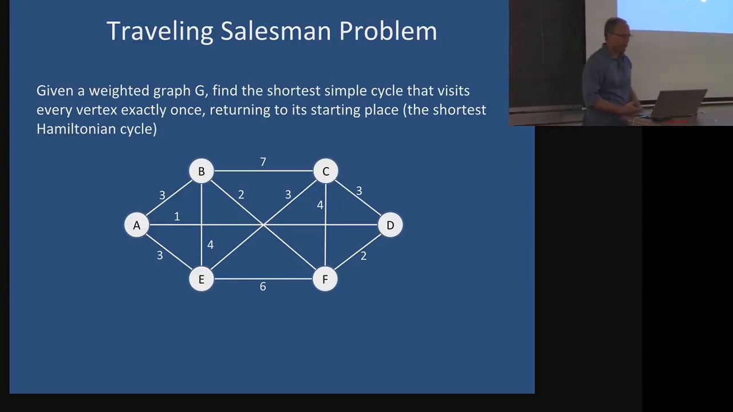So the Hamiltonian cycle problem is just finding a cycle. The traveling salesman problem is the Hamiltonian cycle problem, except you're trying to find the shortest Hamiltonian cycle, the smallest. Okay, and there is a solution. You'd have to stare at the graph a while and figure it out, but that is the shortest Hamiltonian cycle for that graph.